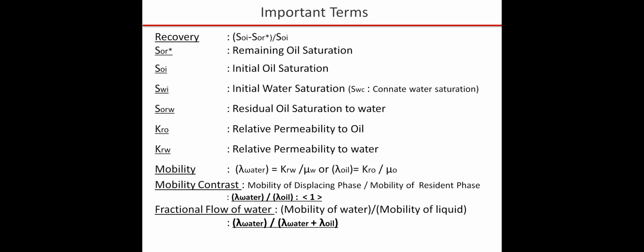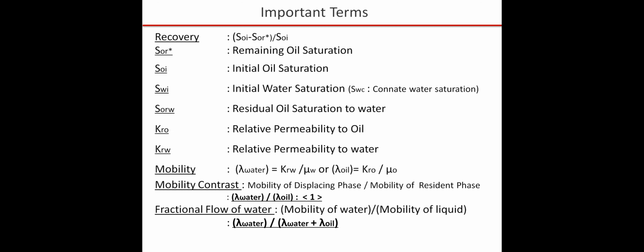But as the mobility contrast goes on increasing beyond 1, you know, the displacement goes on becoming unstable. And as a result, fingers of water start developing, which break through into the producers, leaving behind a significant amount of bypassed oil saturation and early water breakthrough into the producers, so enabling the operators to produce more water and less oil with time, and resulting in lower recoveries.